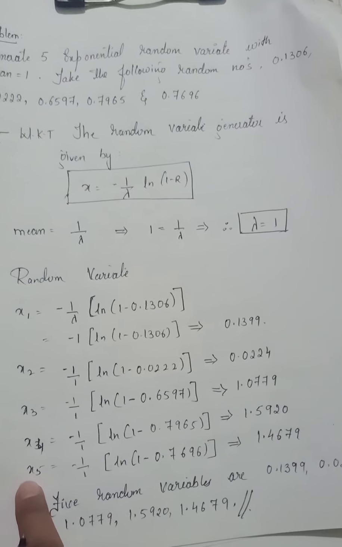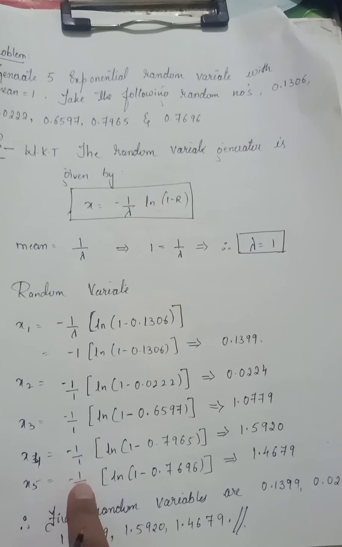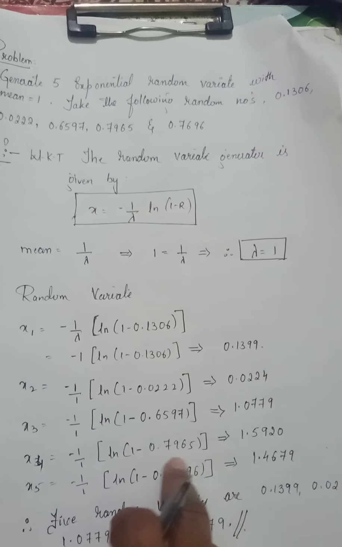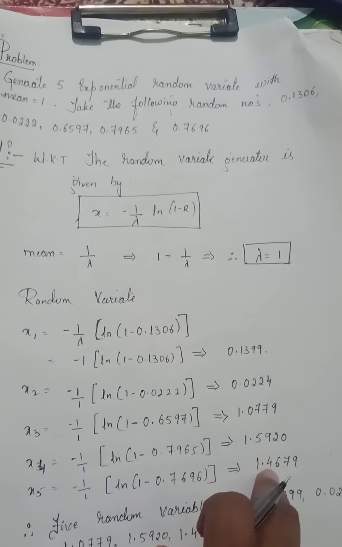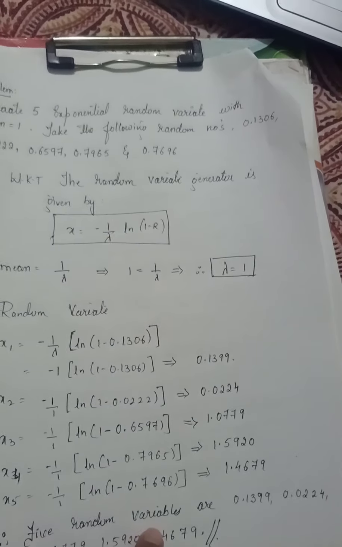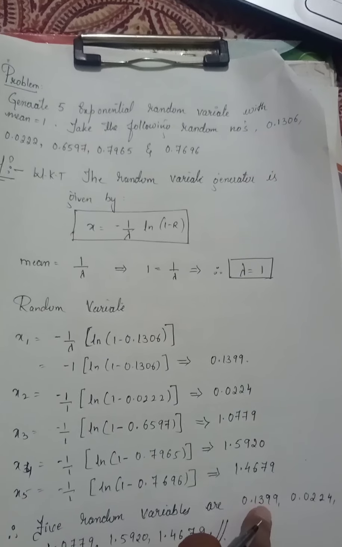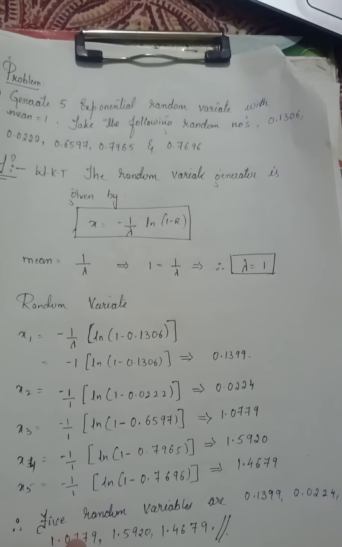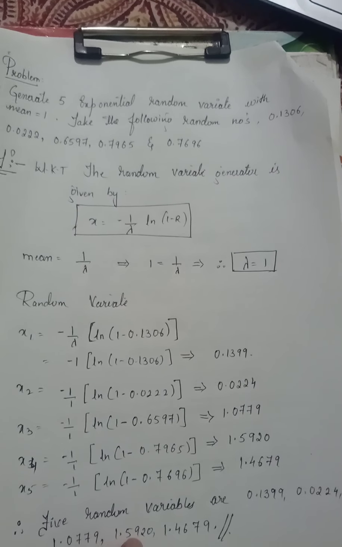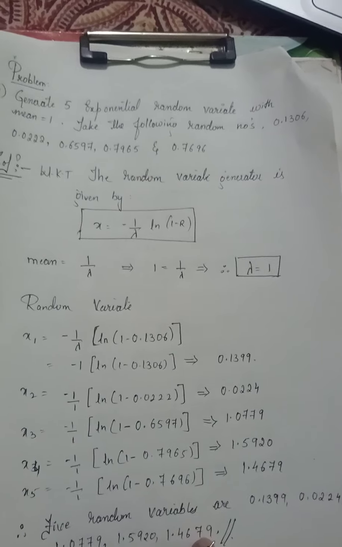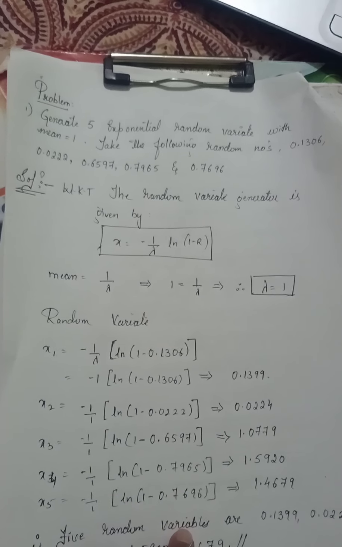The next one is x5, that is minus 1 by 1 ln of 1 minus 0.7696. If I solve this one, I will get 1.4699. Therefore, the random variables are 0.1399, 0.0224, 1.0779, 1.5920, then 1.4679. Hope this is clear.